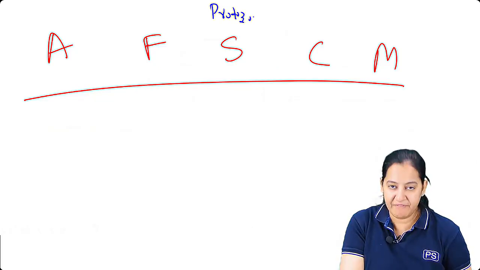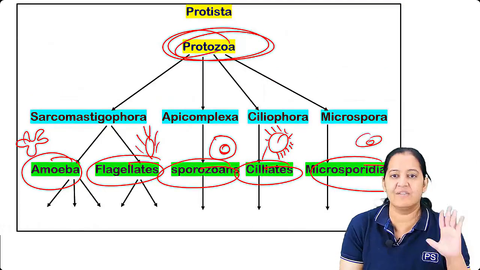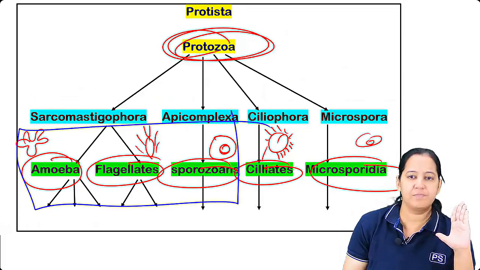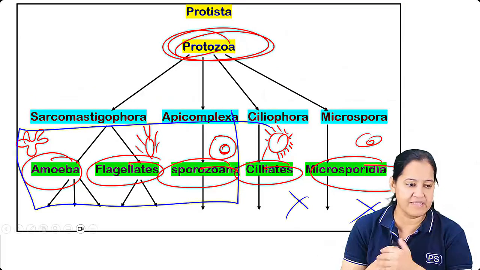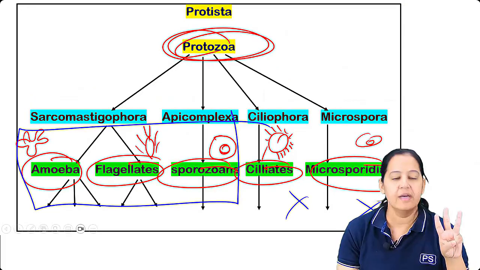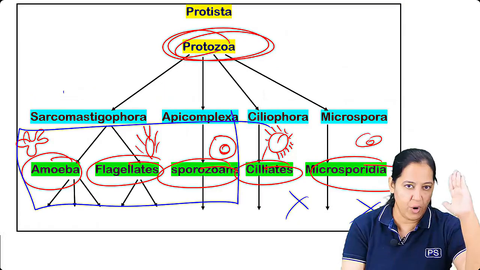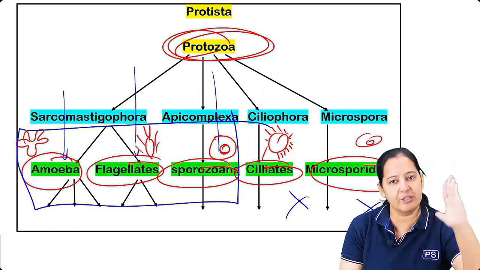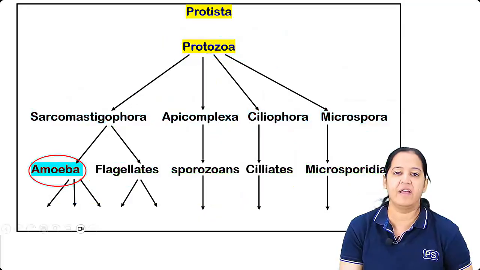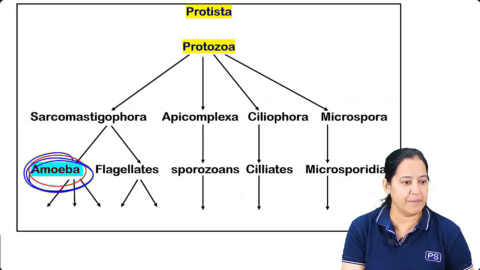Let me further continue the classification. In this classification, I will teach you the first 3 categories. Ciliates and microsporidia are not in our syllabus. We will see the first three only, as the first three are important. So I will teach you amoebas, flagellates, and sporozoans. Let me further classify. Let's start with amoeba.